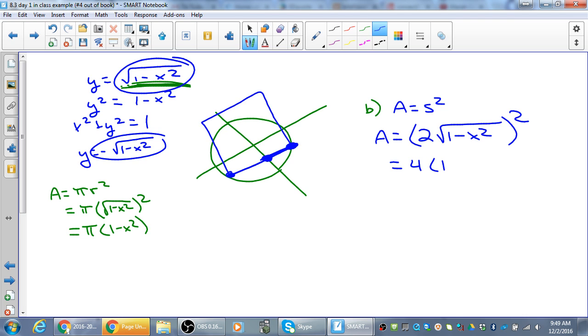So 4 times 1 minus x squared. Don't forget to square the 2 as well. So that's what they're looking for as an answer. And then you could continue on and integrate that right there. They're saying, no, good enough. You found the area. We assume you know how to integrate.